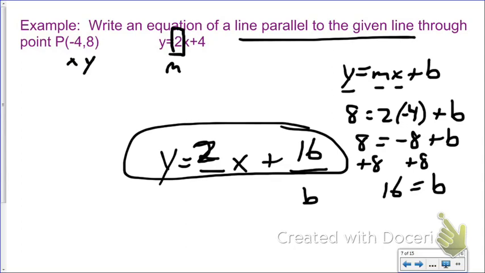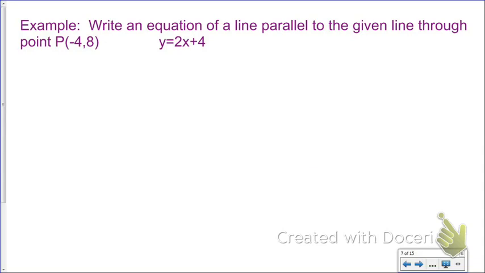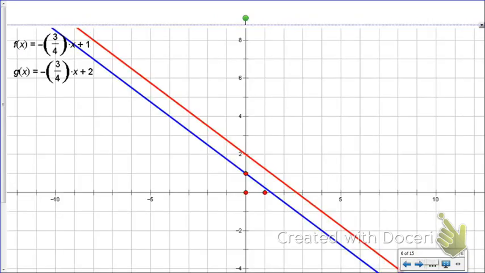Okay, so I hope that was helpful. And again, we're going to look at perpendicular lines tomorrow. So if you have any questions, please be sure to ask in class.